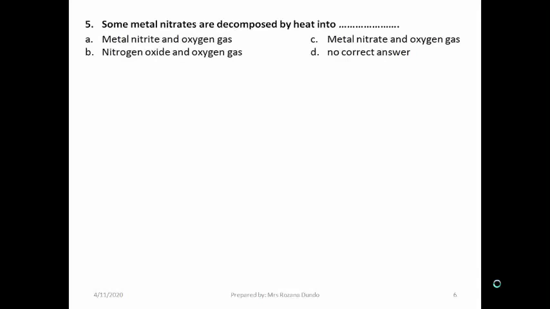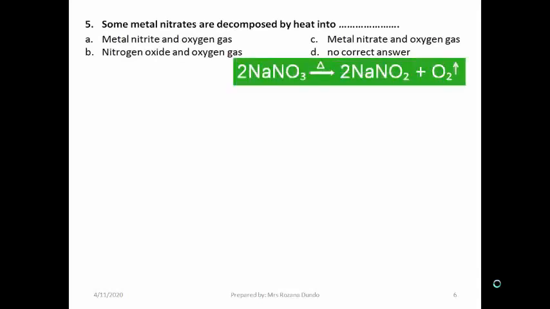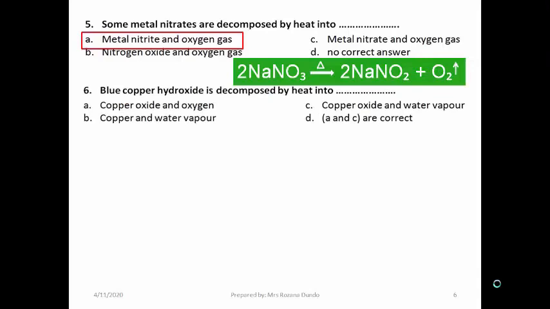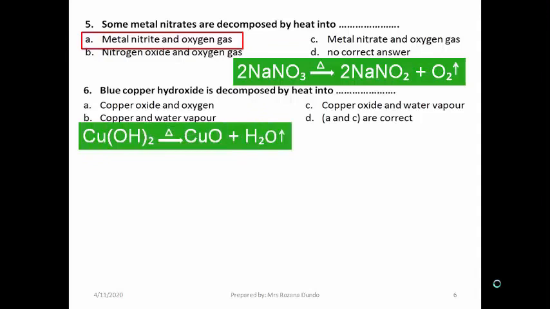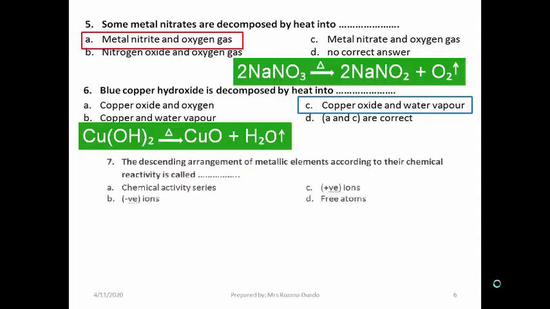Some metal nitrates are decomposed by heat into, let's see the metal nitrate, how it decomposes. The metal nitrate decomposes into metal nitrite and oxygen gas. So A is the right answer. Blue copper hydroxide is decomposed by heat into copper oxide plus water vapor. C is the right answer.